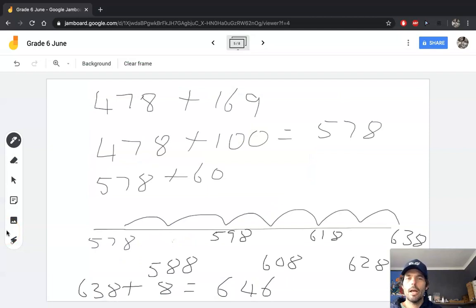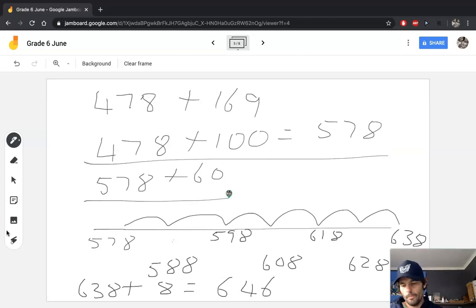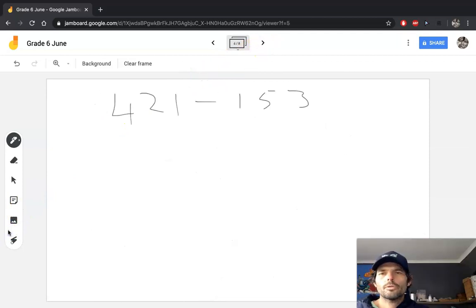478 plus 169, I've sketched it out for you on the Google Jamboard already. So you can see I've broken up 169 first into 100. So 478 plus 100 is 578. Then I use the jump strategy to add the 60. You can see I've added 10 to 588, then the second 10, the third 10, fourth 10, and fifth 10, and that gave me 638. And then I just needed to add the 8 units at the bottom, and that gives me an answer of 646.